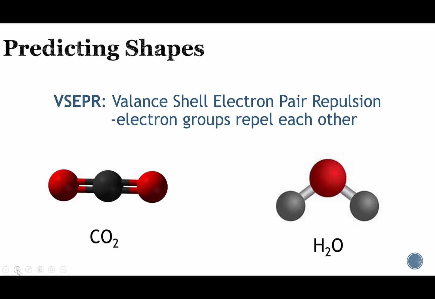Remember, these electrons are all negatively charged particles. When I try to put them in the same molecule, there is going to be some repulsion there, right? There is going to be some pushback. 2 negatively charged particles don't really want to be in the same area. So that repulsion, that pushing away from each other, is going to dictate the shapes of our molecules. So, valence shell electron pair repulsion. Electron groups are repelled by one another. They don't want to be close to each other.